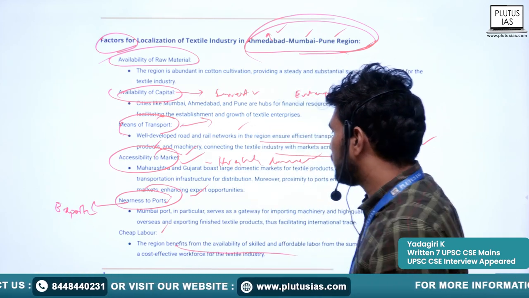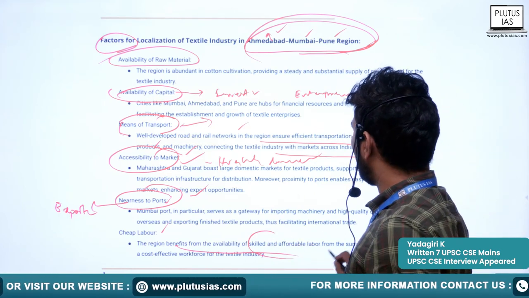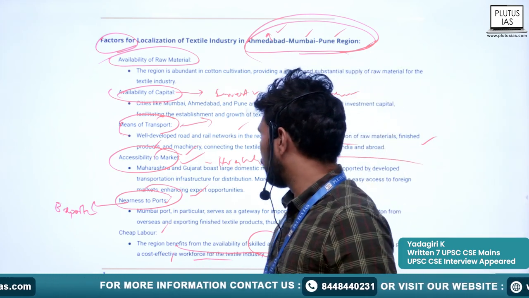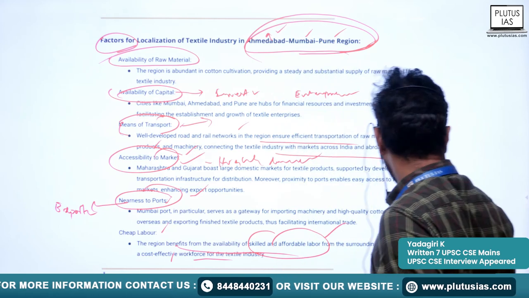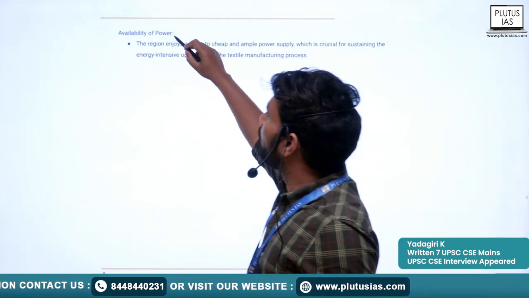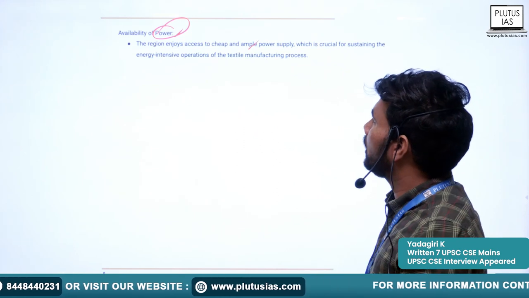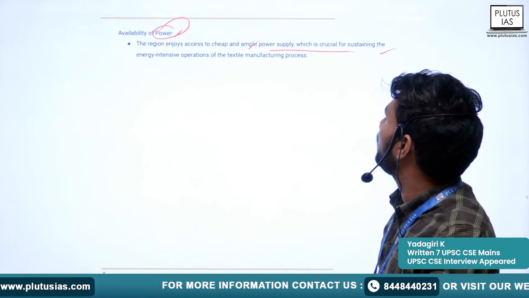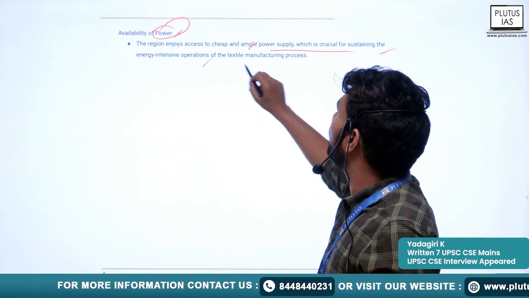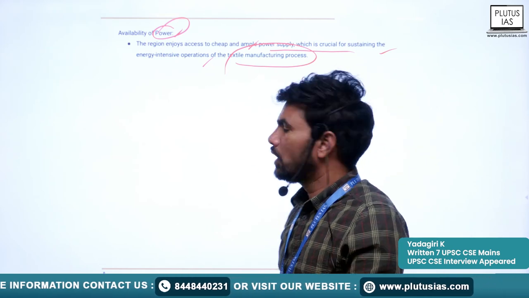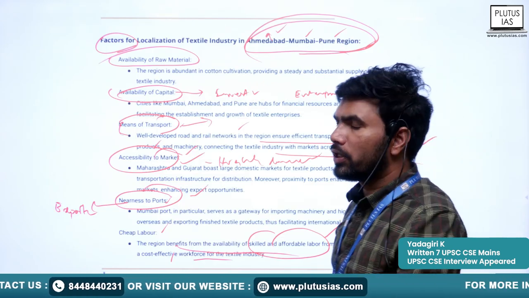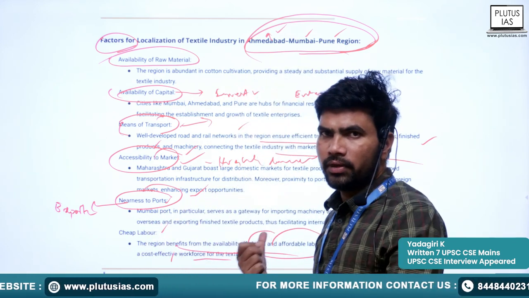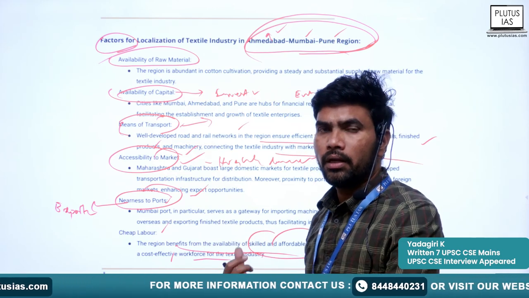Cheap labor. So the region benefits from availability of skilled and affordable labor from the surrounding areas, providing a cost-effective workforce for the textile industry. Right. Next is availability of power or electricity. The region enjoys access to cheap and ample power supply, which is crucial for sustaining energy-intensive operations like the textile manufacturing process. So the locational factors are also important, not only for prelims but also for the mains point of view also. These locational factors are very important, so try to remember them.